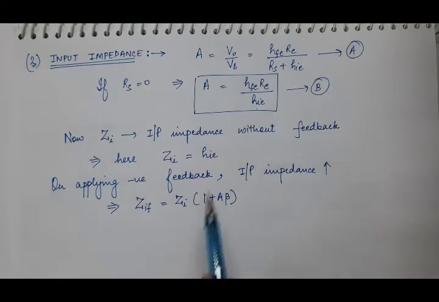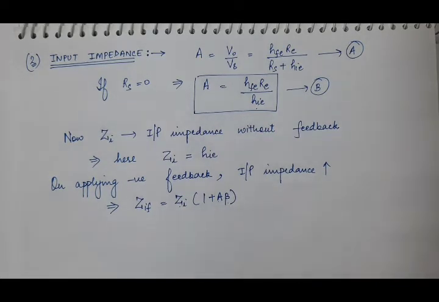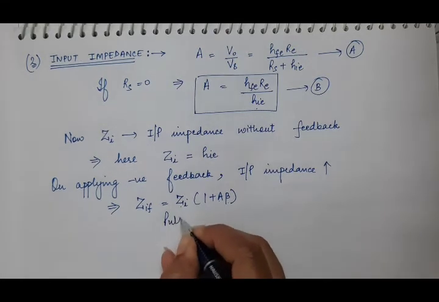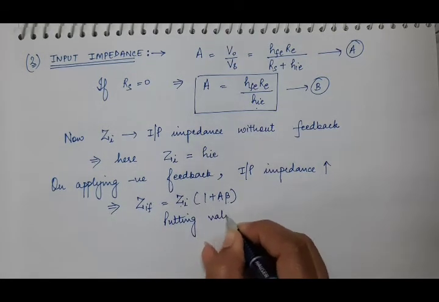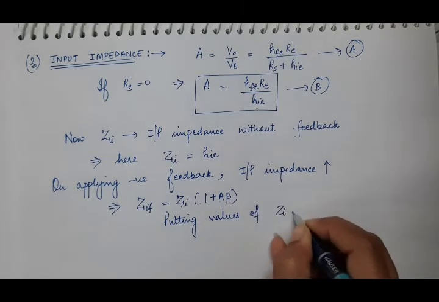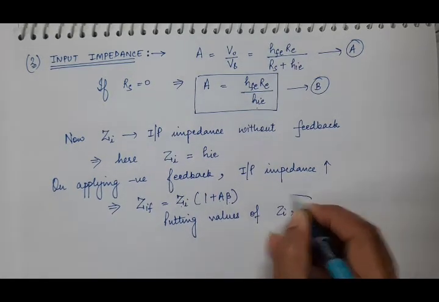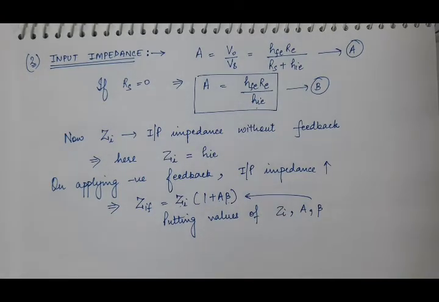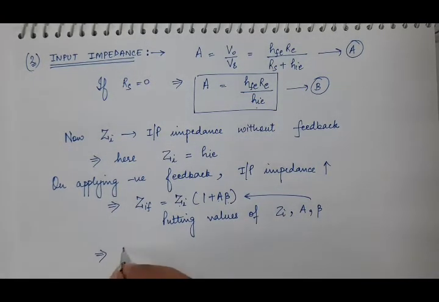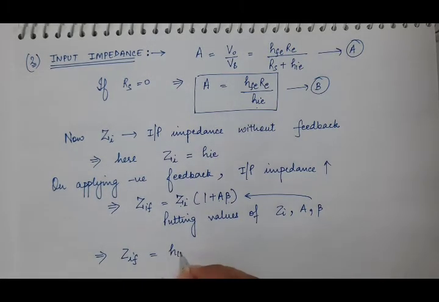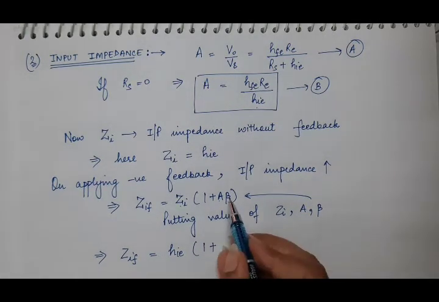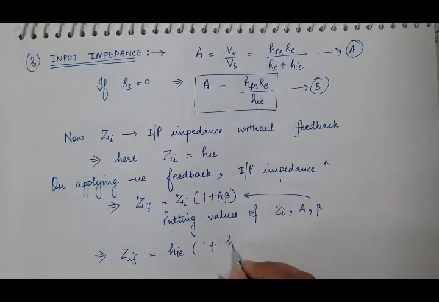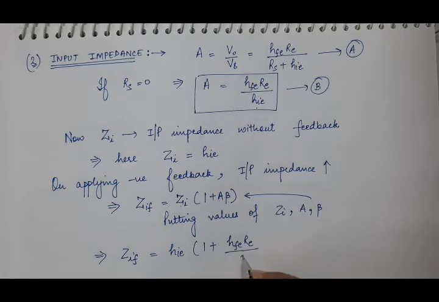So now put the values of Zi, A and beta in this equation. So we will have ZIF equal to, what is the value of Zi? It is HIE times 1 plus, what is the value of A? Beta is 1 and the value of A is HFE RE upon HIE.